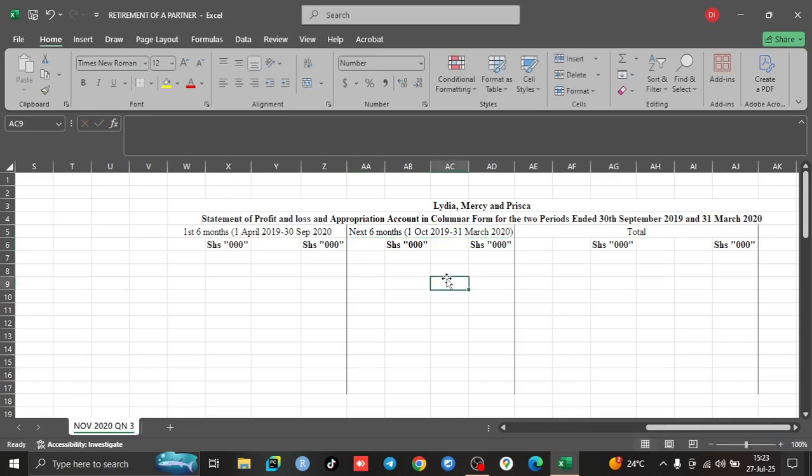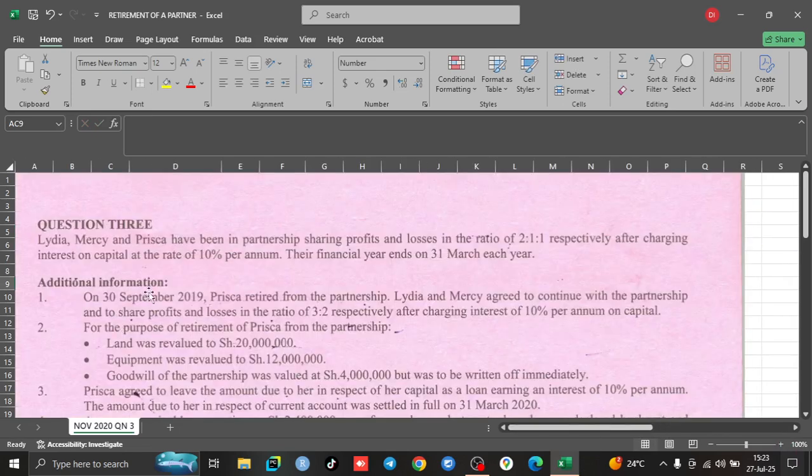Yeah, those are the durations. Then the total. So let's go to our information now. We've established that Priska retired exactly half way through the year. So she retired from the partnership, and Lydia and Mercy agreed to continue with the partnership and to share profits and losses in the ratio of 3:2 after charging interest on capital of 10% per annum.